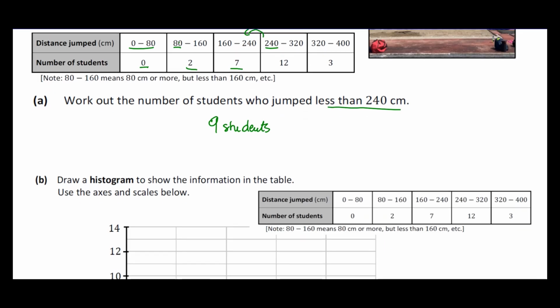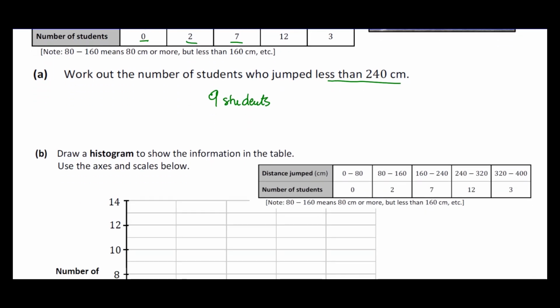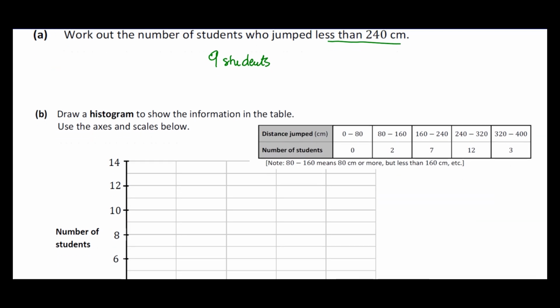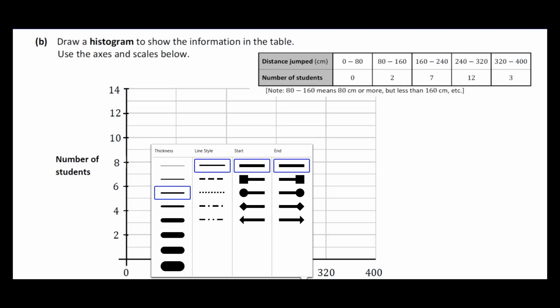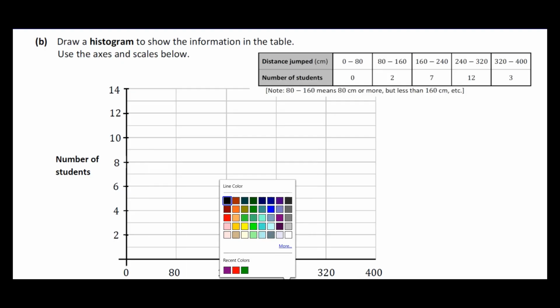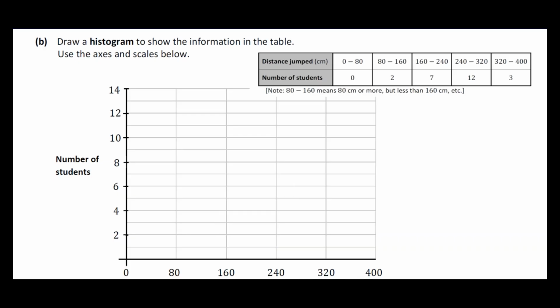Part B is saying, draw a histogram to show the information in the table. Use the axis and the scale below. So how do we do a histogram when the table is given to us? Okay, let's maybe get some lines and some colors. First, from 0 to 80, we have 0 students. Here we are reading the number of students. This is the jump. From 80 to 160, 2 students.